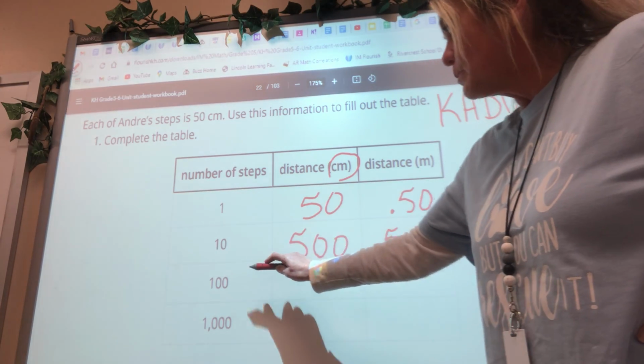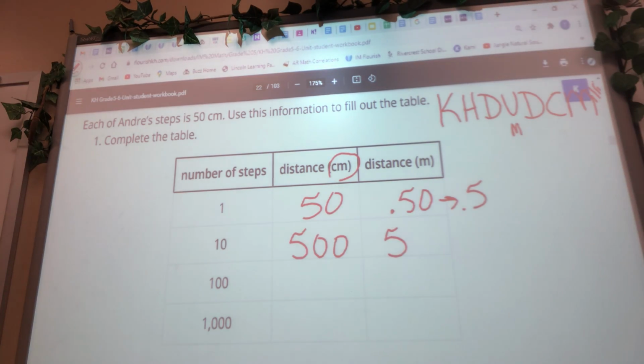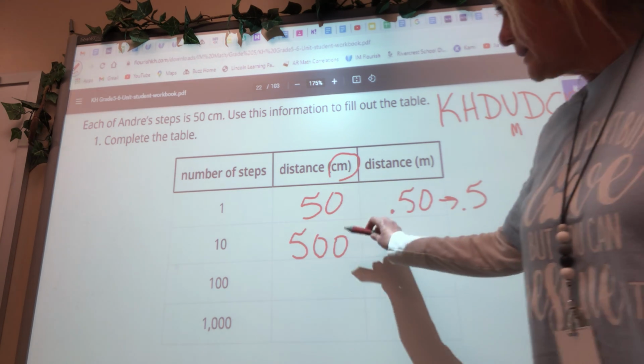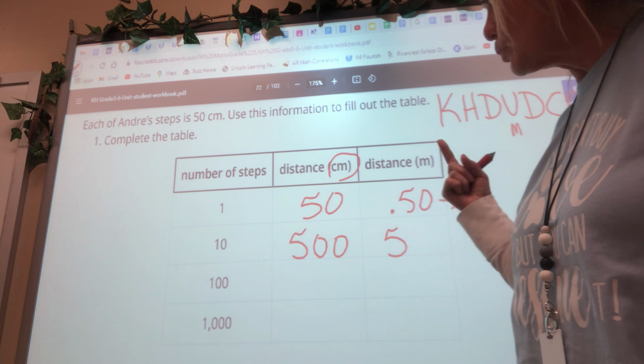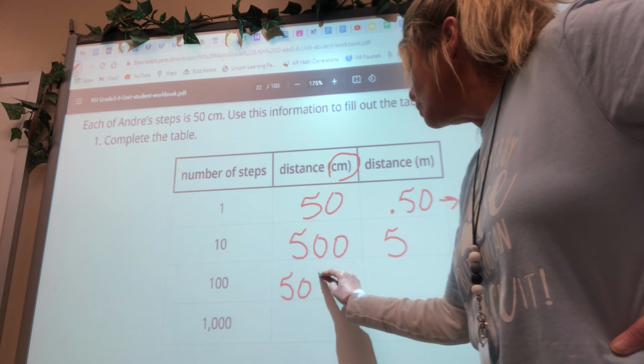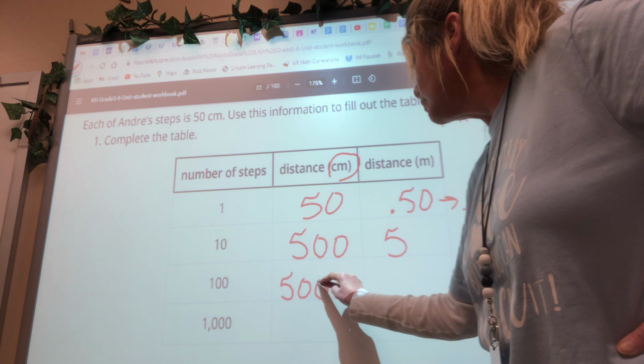100 is 10 times more than 10. So the centimeters should be 10 times more. Anytime it's 10 times more, that's one more multiple of 10. So you would show one more place value of 10.